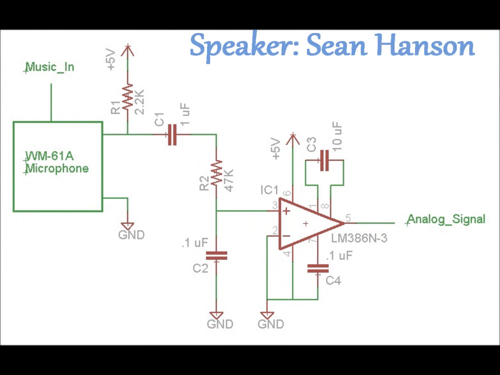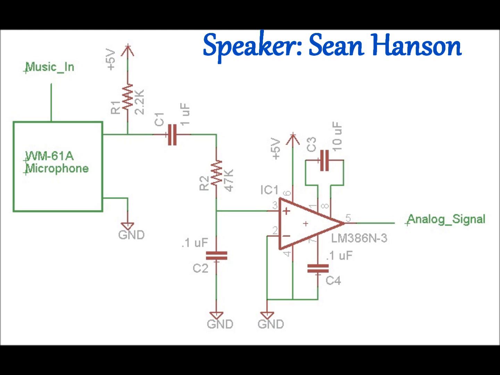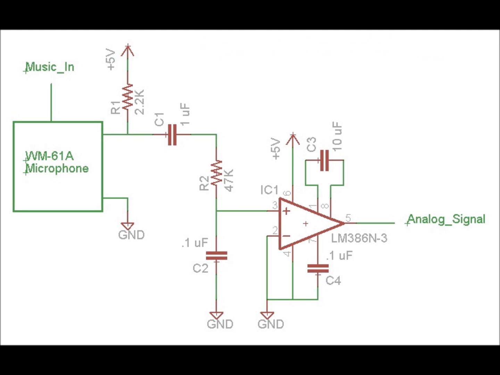Now we'll look at the music detection block in more detail. This block uses a standard electret microphone to detect the music signal. It is powered by 5 volts from the microcontroller. Resistor R1 matches the impedance of the microphone, giving the signal maximum room to swing. Capacitor C1 is a DC blocking capacitor, which allows only the analog portion of the signal to pass. R2 and C2 form a low-pass filter, which ensures that only the bass in the music is detected.